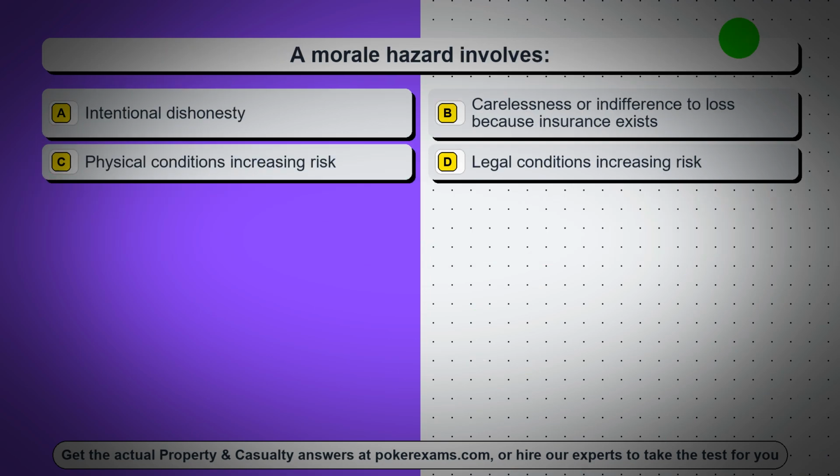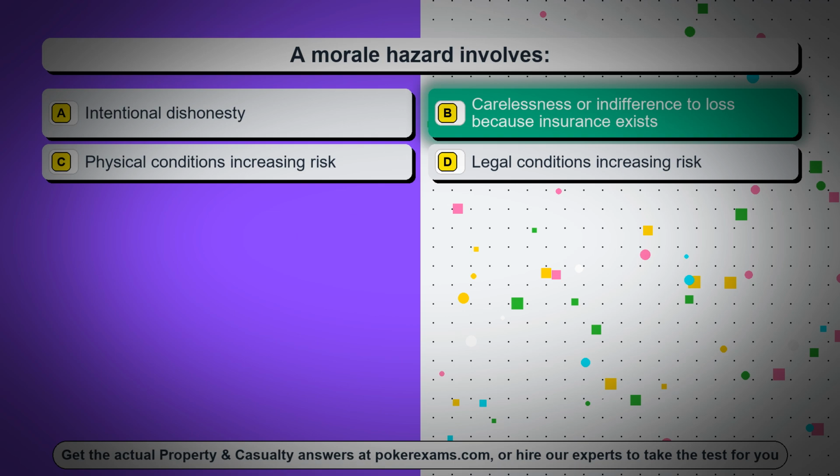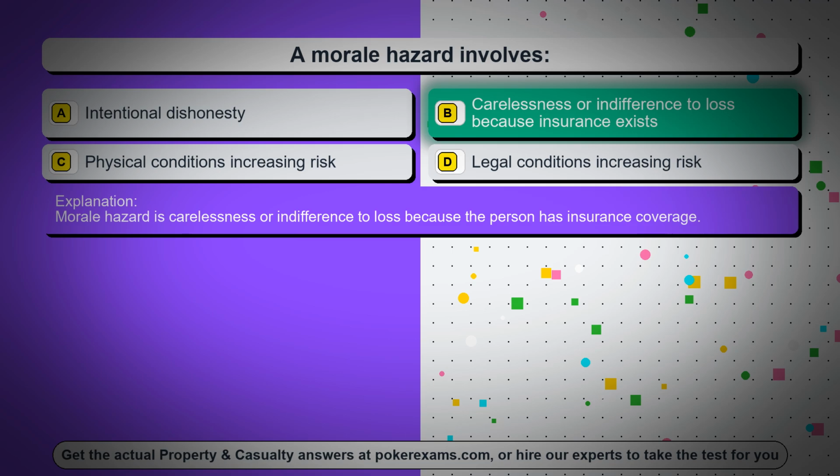Question 52. A morale hazard involves. Option A, intentional dishonesty. Option B, carelessness or indifference to loss because insurance exists. Option C, physical conditions increasing risk. Option D, legal conditions increasing risk. The correct answer is option B, carelessness or indifference to loss because insurance exists. Morale hazard is carelessness or indifference to loss because the person has insurance coverage.